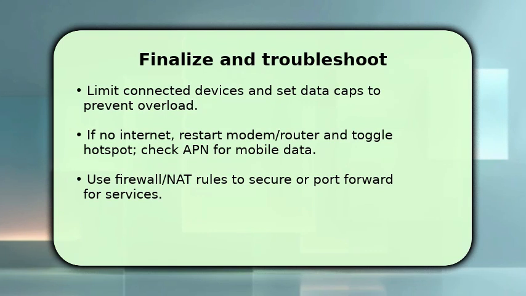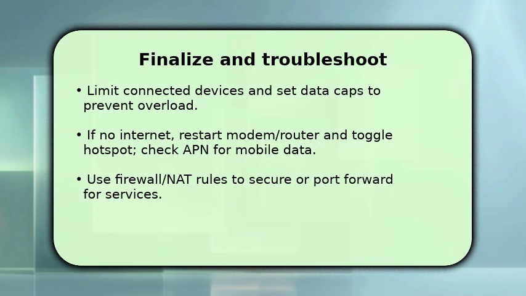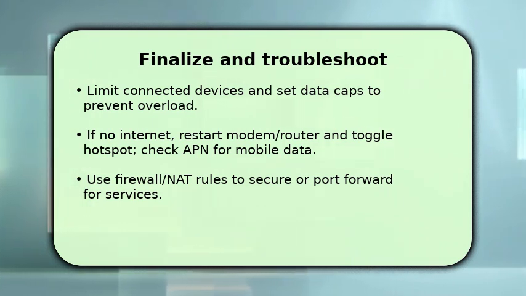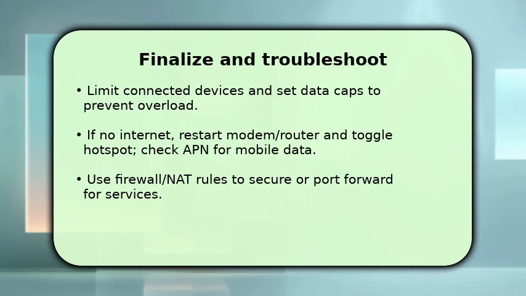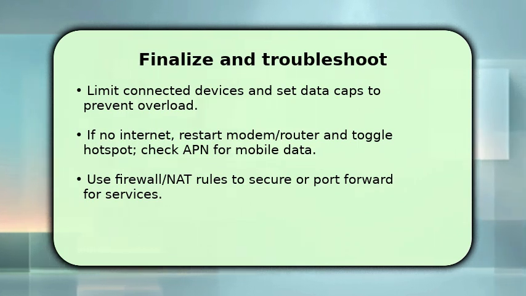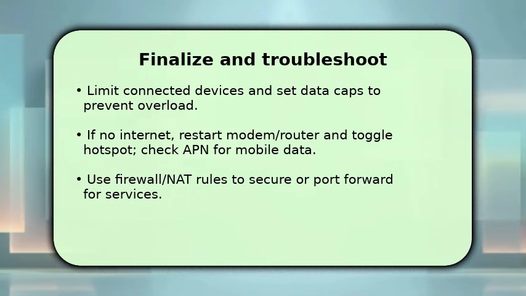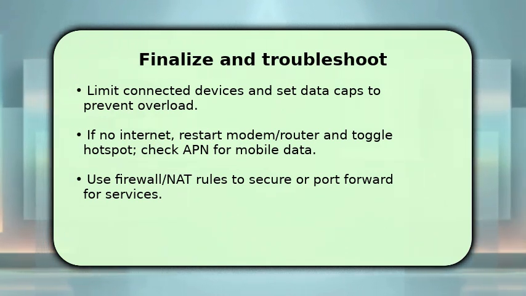Finish by optimizing and securing the shared connection. Limit concurrent devices and enable data limits or scheduling if available to preserve speed. If some devices show connected but no internet, restart the modem or phone hotspot, toggle airplane mode, and check APN settings for mobile data. Also confirm your cellular plan allows tethering. Make sure firewall or NAT settings aren't blocking outbound traffic, and if you need inbound access, configure port forwarding carefully. Finally, monitor performance and adjust band or placement for best signal.